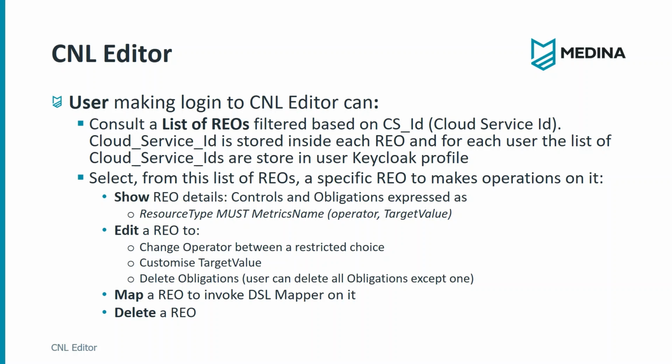The user can select a REO and on it can make one of these operations. Show REO details to see the control and the policy specified in the REO, or edit the REO to change the operator, the target value, or delete obligations. To map the REO, that means invoking the DSL Mapper, or delete the REO.